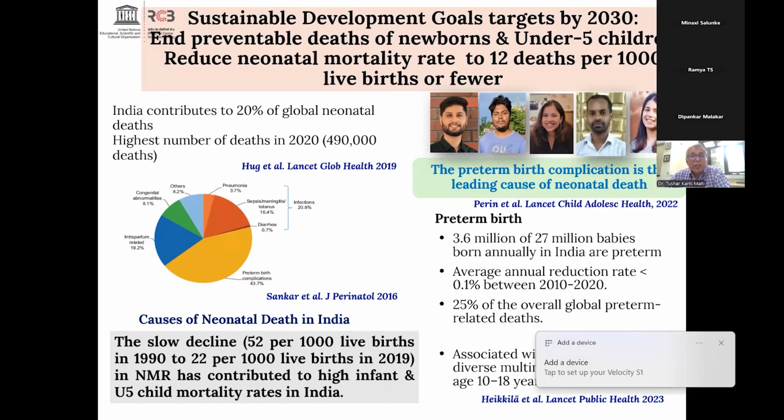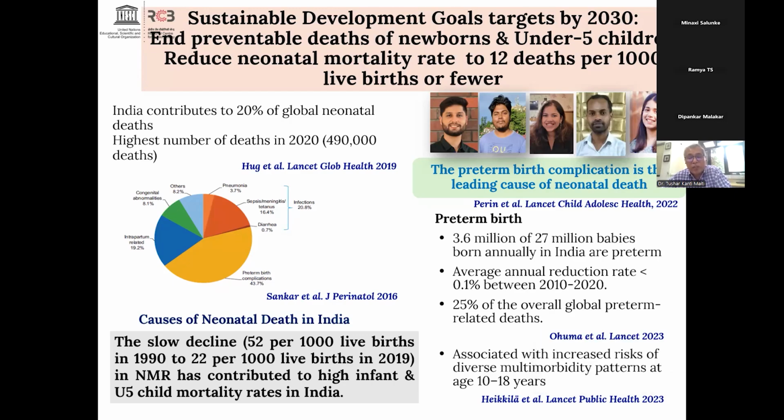If you see that, almost 4 million deaths are basically observed in our country. So 3.6 million among the 27 million babies born annually are preterm births. The average annual reduction rate is 0.1% from 2010 to 2020, which is astonishingly very, very low. And 25% of overall global preterm birth related complications or deaths are from India because of our huge population. The preterm birth is associated with diverse multimorbidity patterns in children from 10 to 18 years of age.